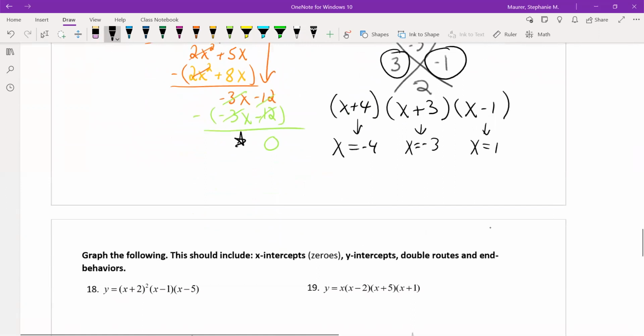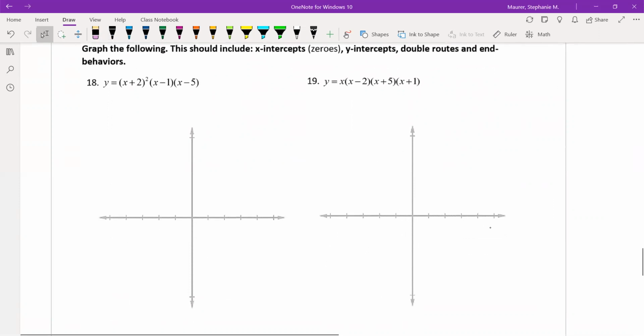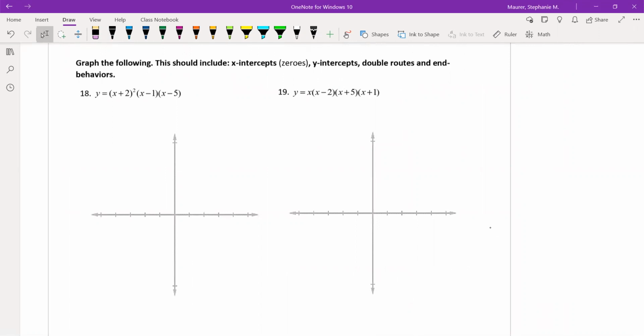Now, going on to the last page here, the last page has some graphing involved. So I'm going to go through the graphing fairly quickly, but you may need to go back to your notes. I remind you guys that with factoring, the key is being able to recall all the different rules. There's just so many different rules when it comes to graphing.